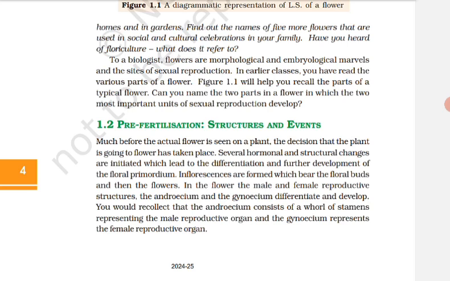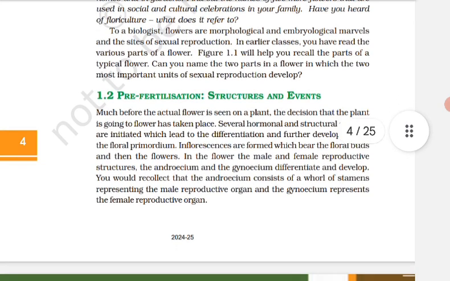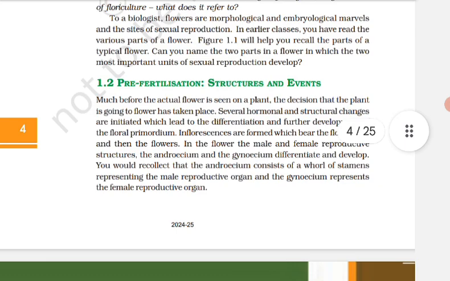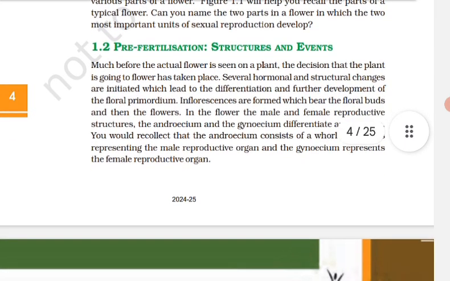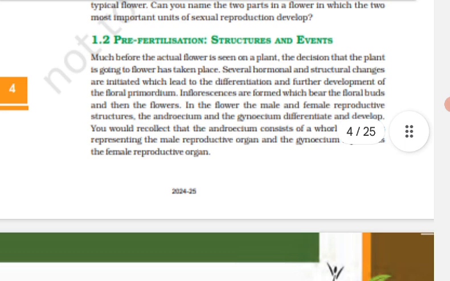To a biologist, flowers are morphological and embryological marvels and the site of sexual reproduction. In earlier classes, you have read the various parts of the flower. Figure will help you recall the parts of the typical flower. Can you name the 2 parts in a flower in which the 2 most important units of sexual reproduction develop?